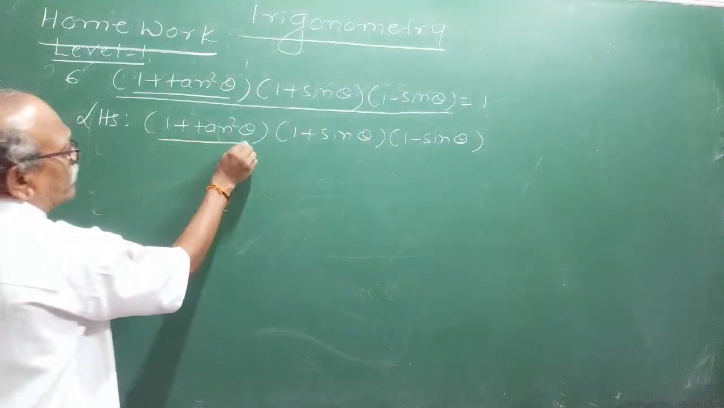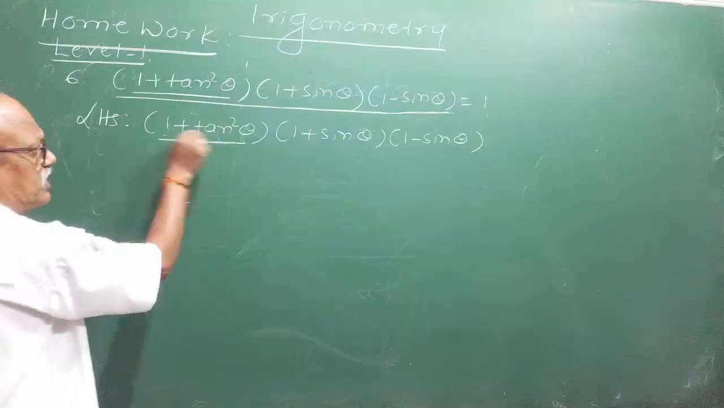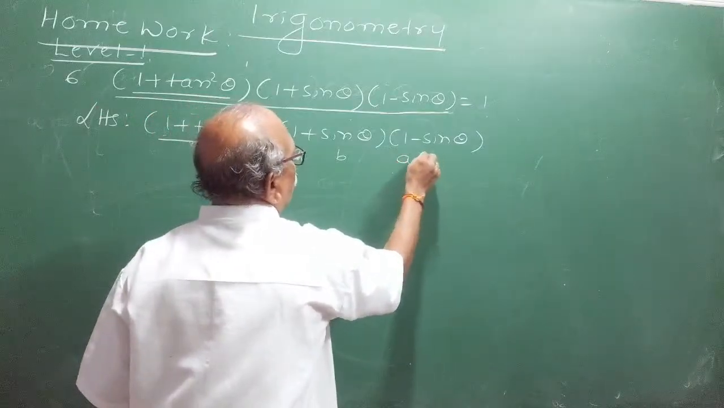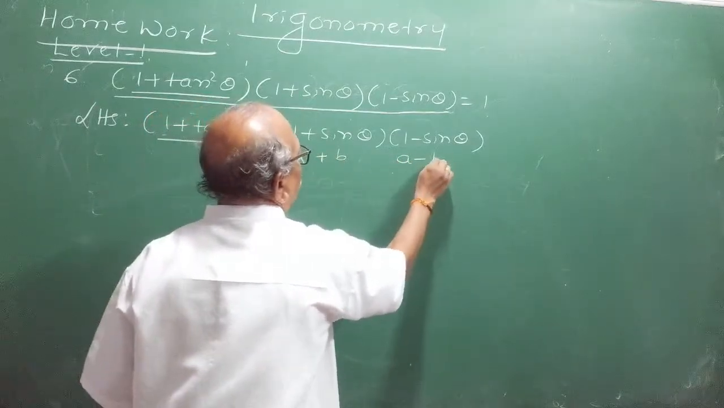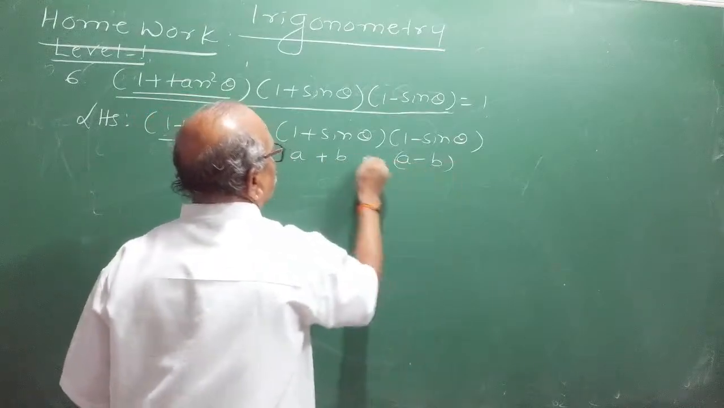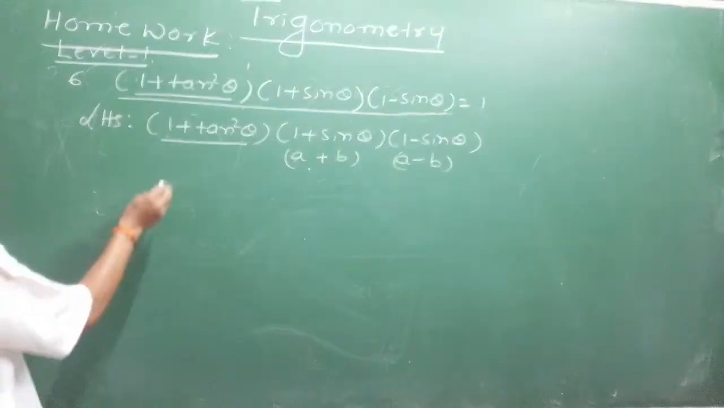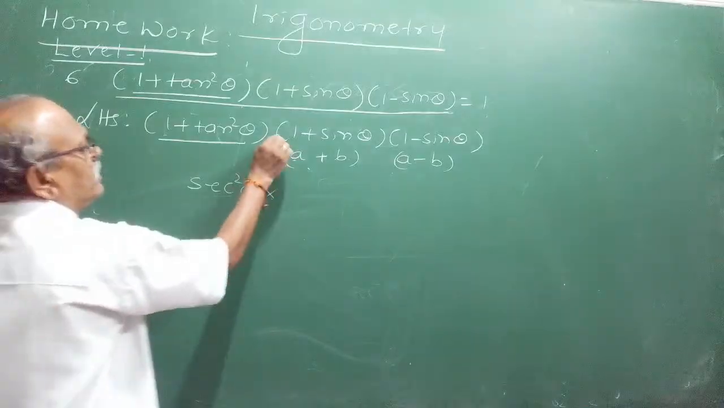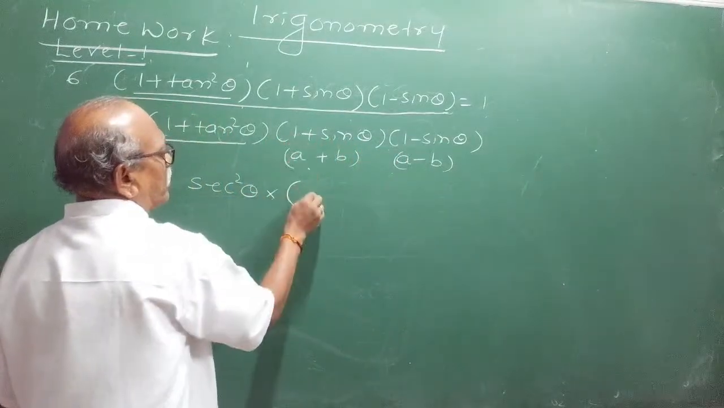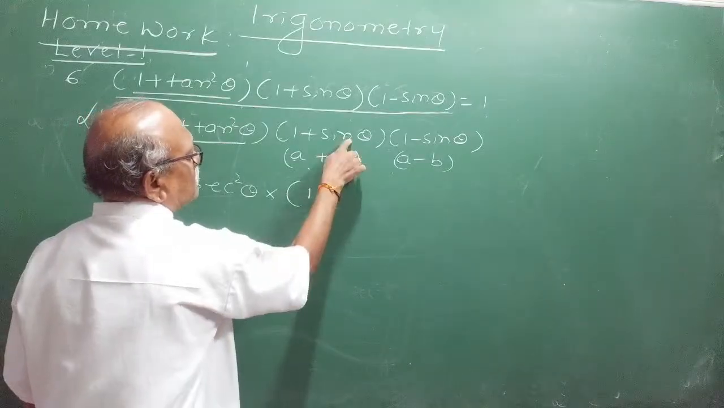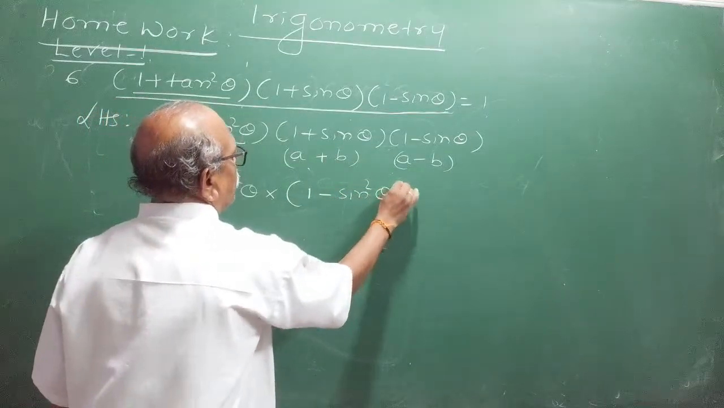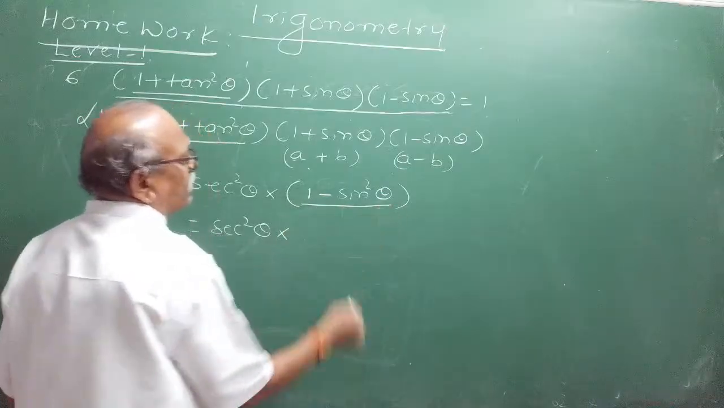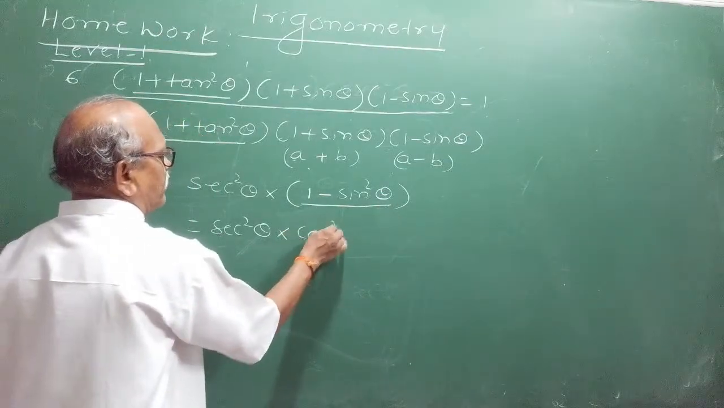Now observe, 1 plus tan square theta is an identity. Yes, what is 1 plus tan square theta? Sec square theta. Now observe, is it not in the form of (a plus b) into (a minus b)? What is (a plus b) into (a minus b)? A square minus b square. We'll use the identities. 1 plus tan square theta is sec square theta into, what is (a plus b) into (a minus b)? A square minus b square. A square is 1 square, which is 1, minus b square is sin square theta. Check the identities, all the identities we listed. What is 1 minus sin square theta? Check from the identity, we will get cos square theta.